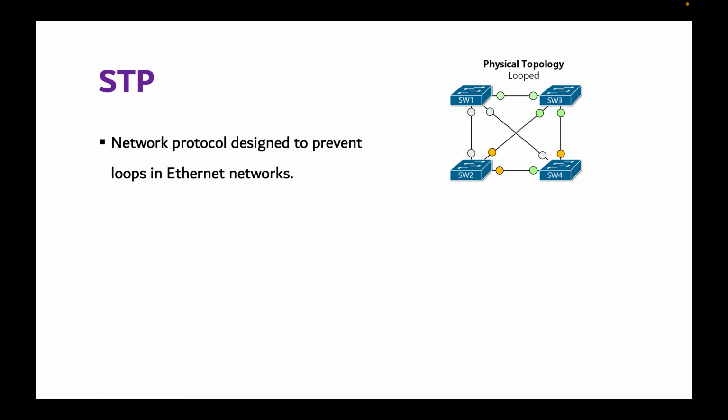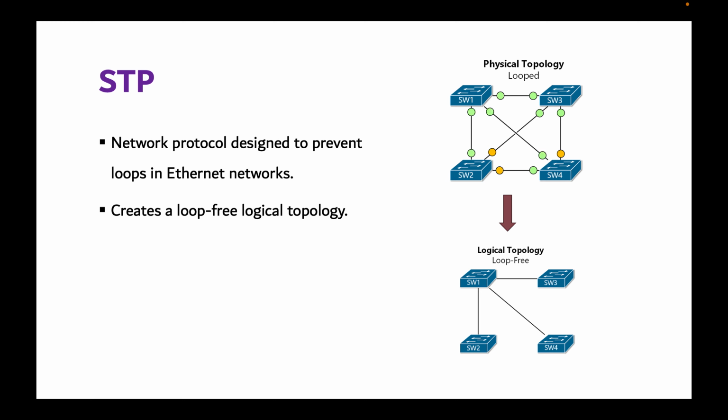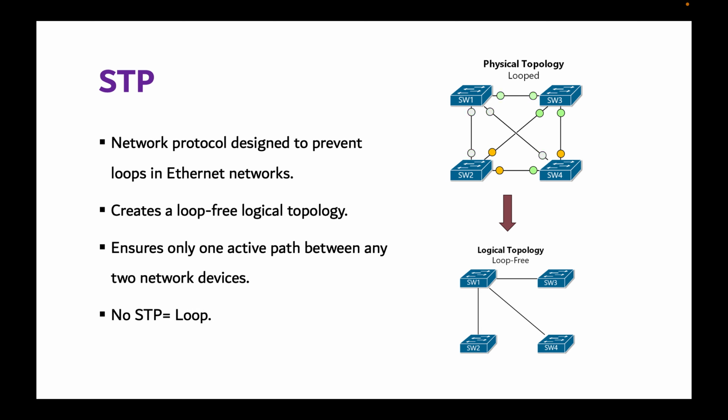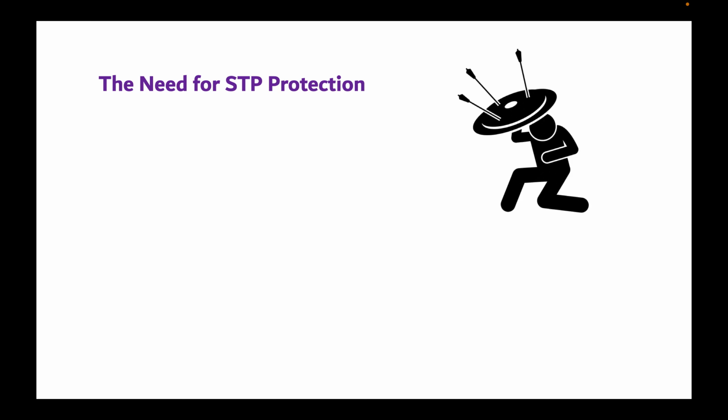It works by creating a loop-free logical topology, ensuring that there is only one active path between any two network devices. So why is STP important? Without STP, redundant paths in a network could create loops, leading to broadcast storms and network instability, which can severely degrade network performance. So why is there a need for STP protection?